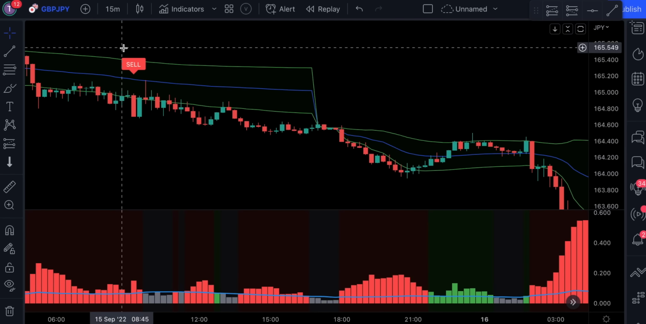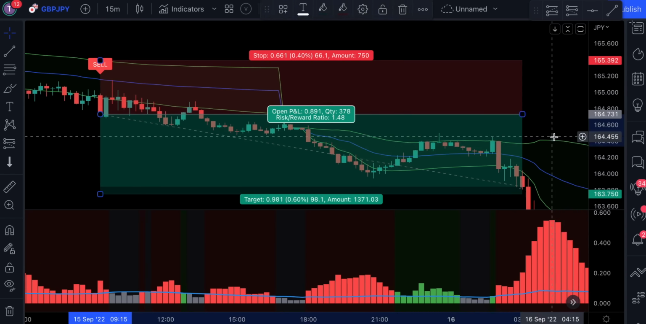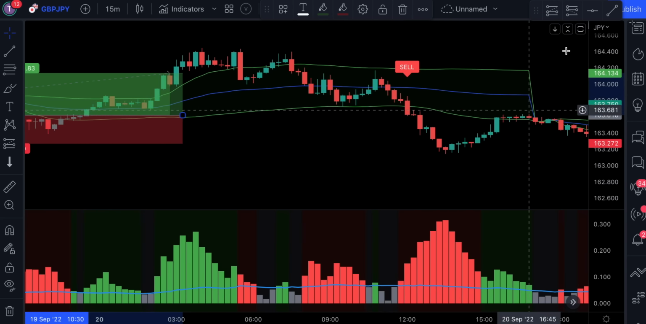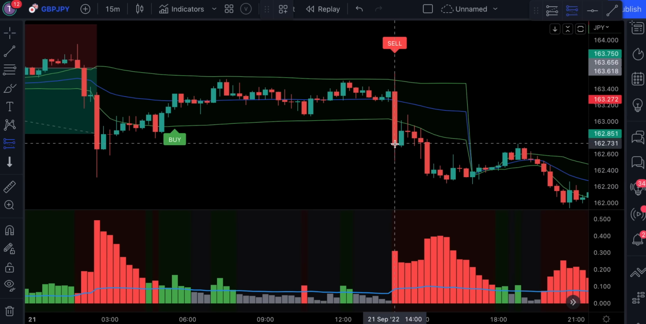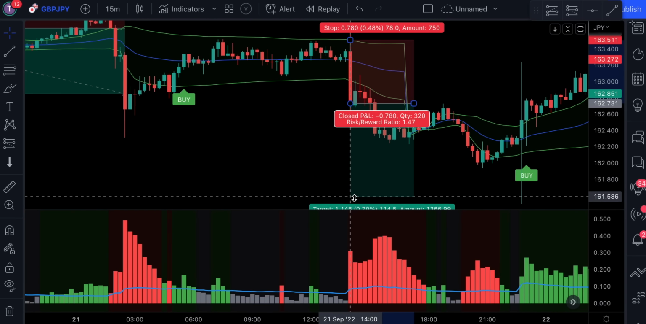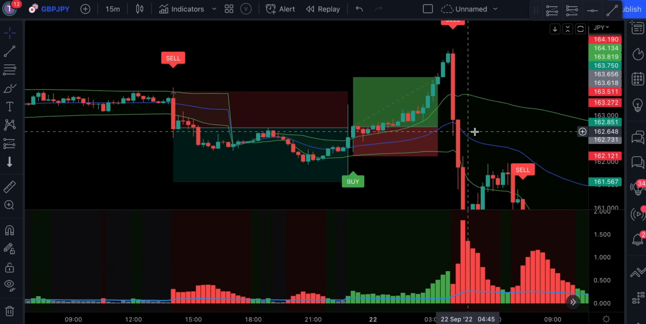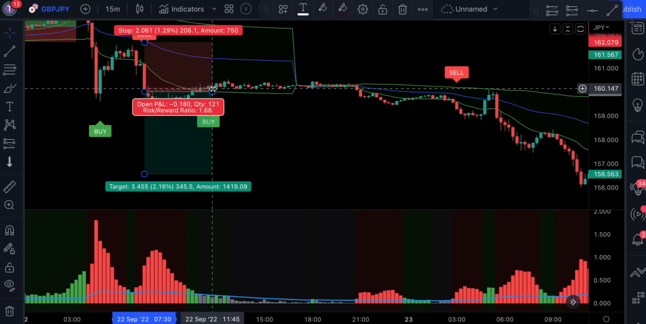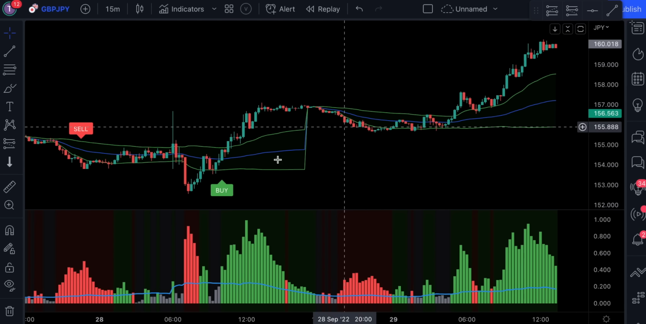You can try this strategy on the Forex market as well. We can see that the strategy is giving us a lot of winning trades in a row, which is definitely something we're looking for. By the way, you can set alerts for this indicator.